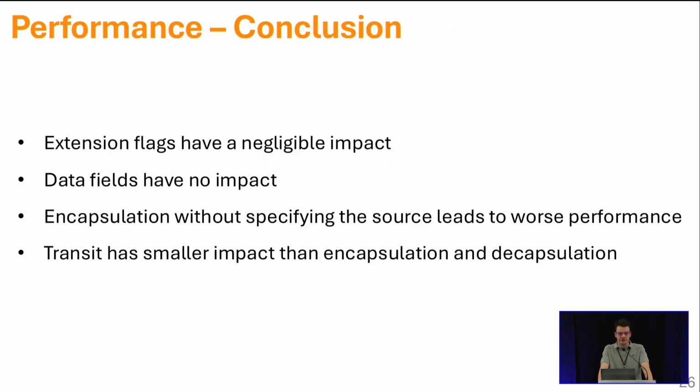As a general conclusion on the performance, we can say that extension flags have very small impact. Data fields taken independently have no impact at all. Encapsulation, if you don't specify the source of the tunnel, leads to worse performance. And finally, the transit has better performance because you have fewer operations to perform.